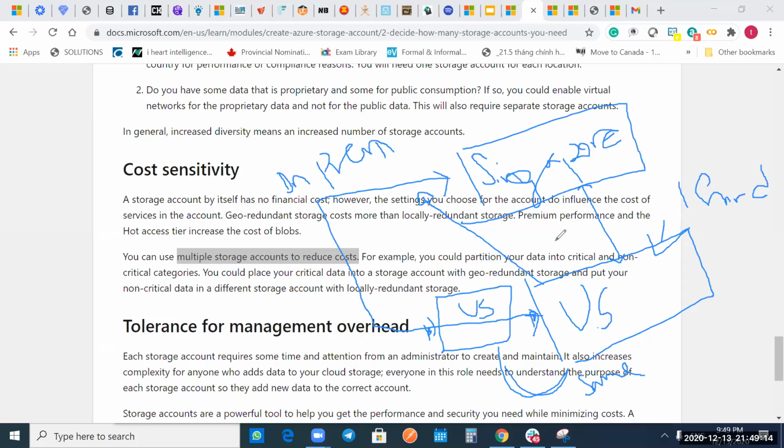So basically, in this model, I have to pay one time to be in Singapore, to load the data. Loading data is not costing, but storing the data in Singapore is one cost, and then moving it to the US region is the second cost. While in here, there's only one cost, that is storing the data.